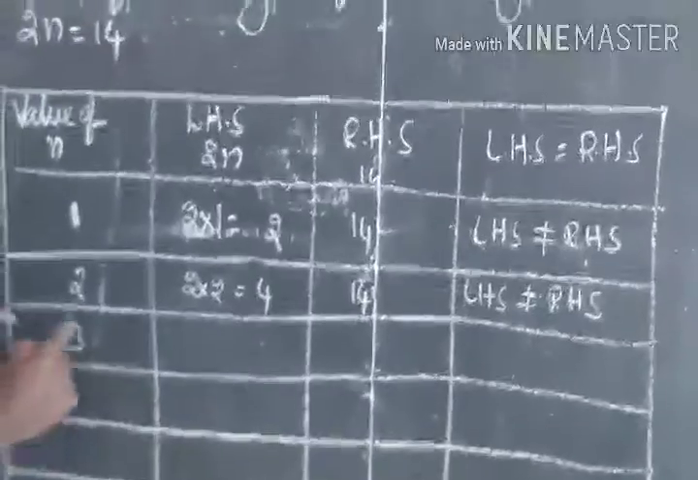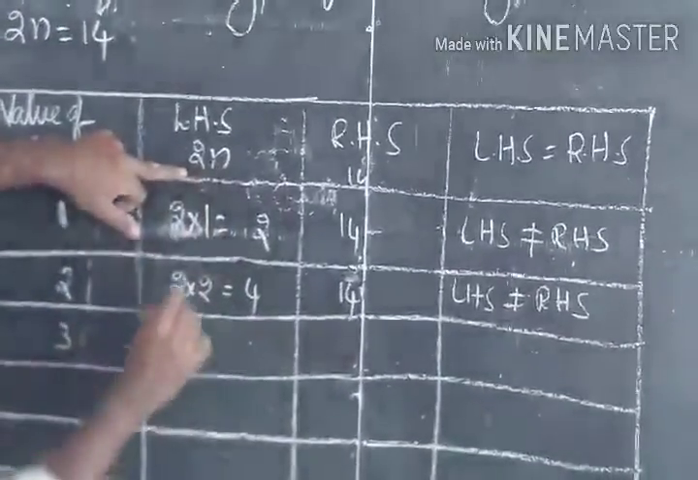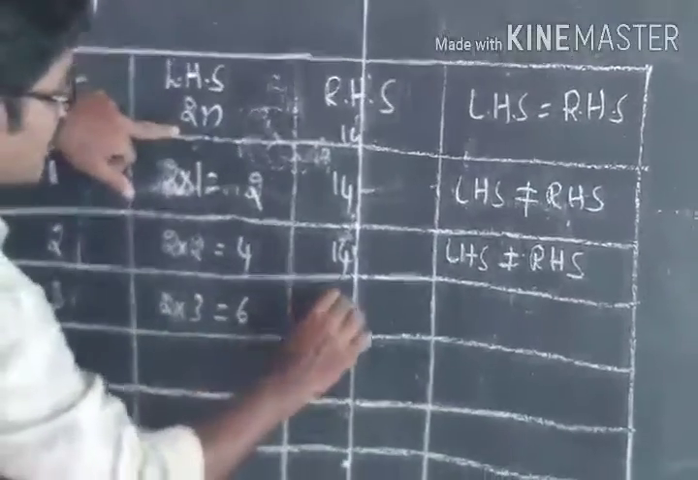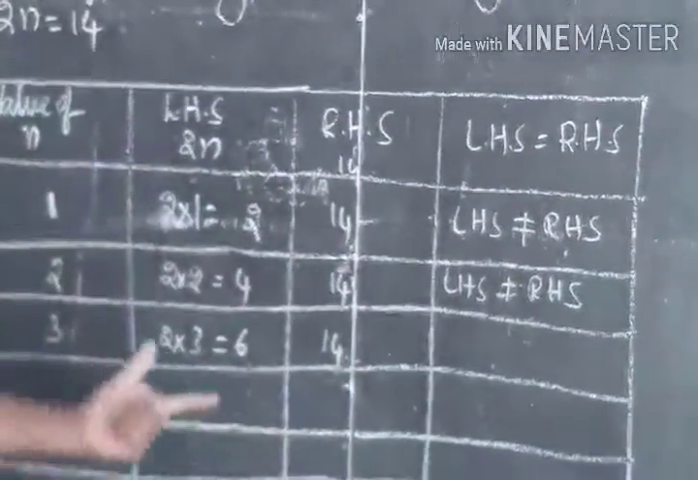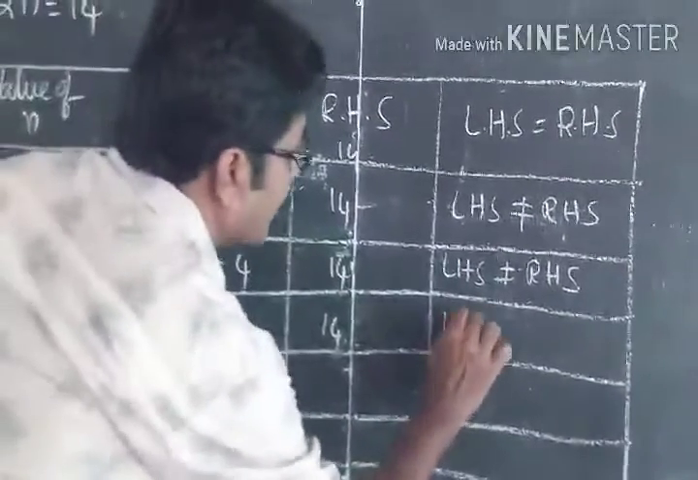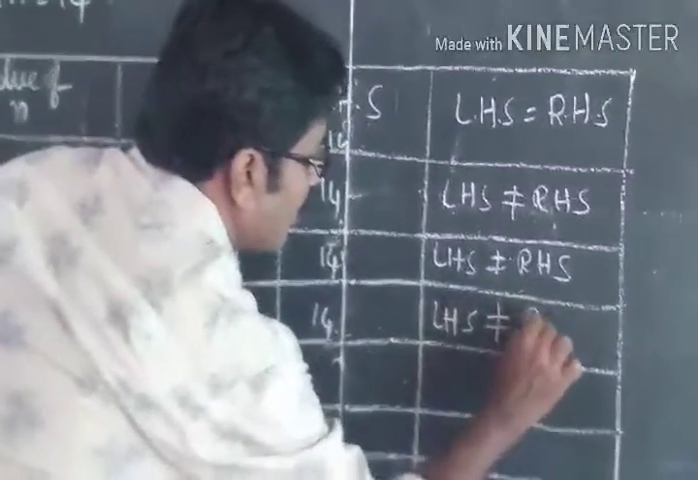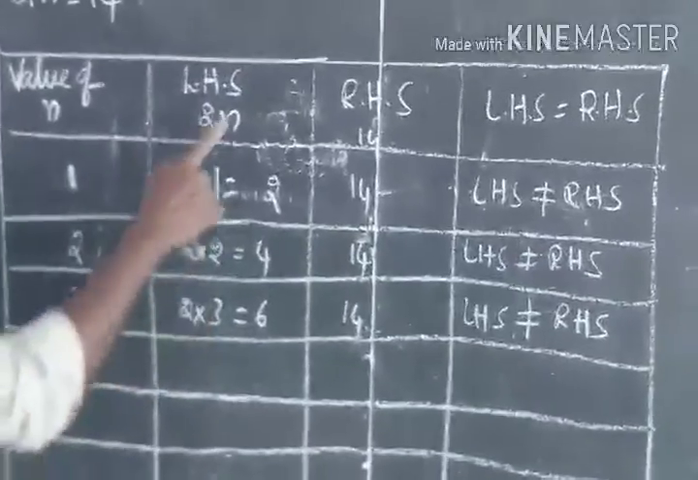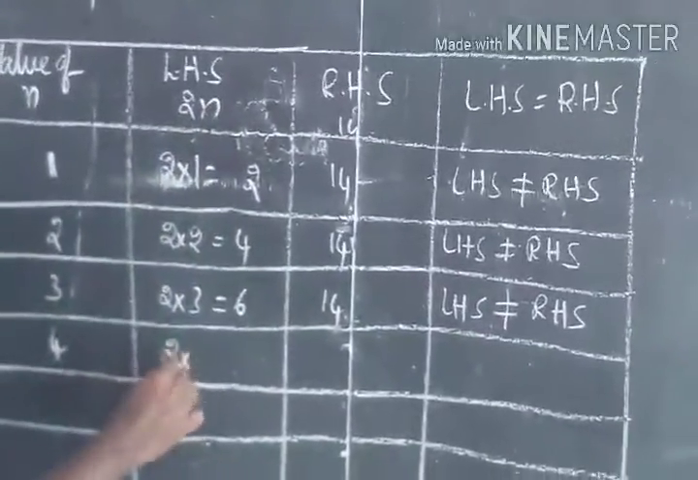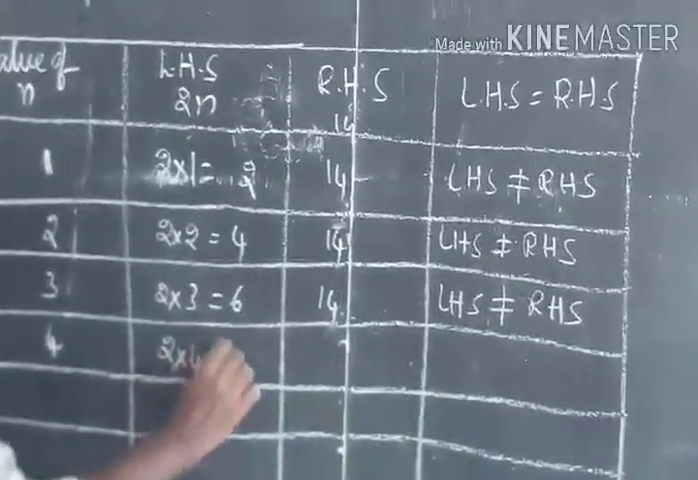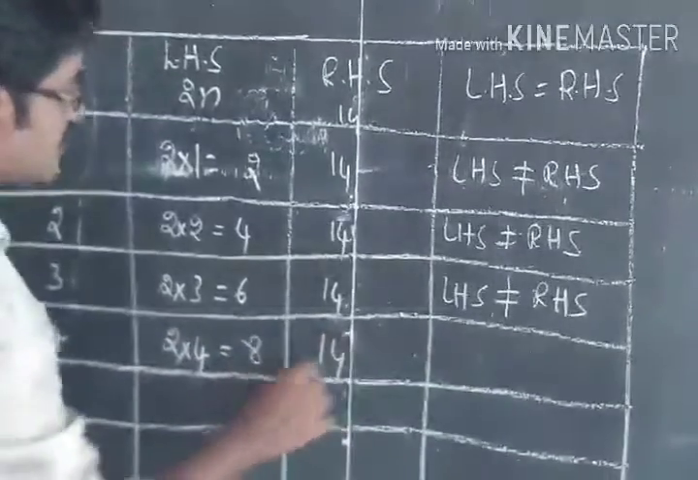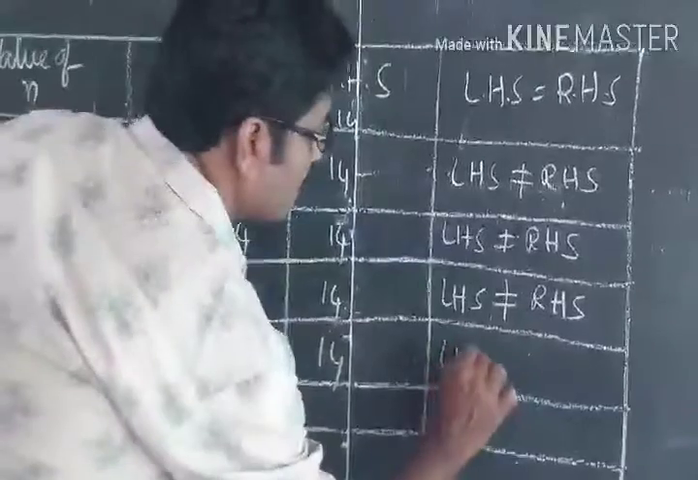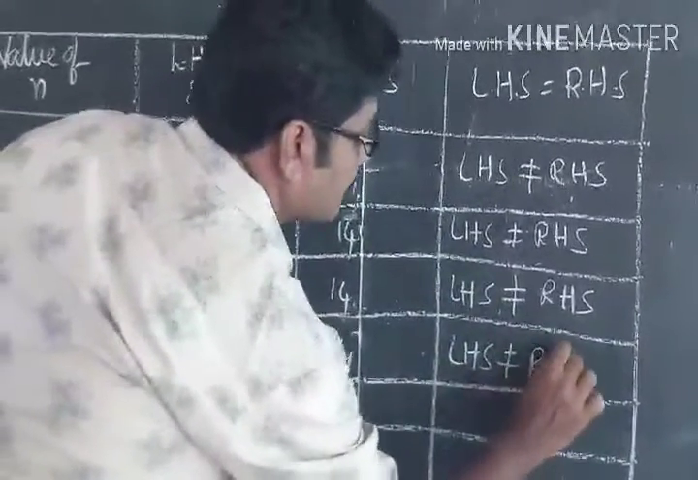N is equal to 3 you want to take. In place of n, 3. 2 into 3 is equal to 6. RHS how much is there? 14. Both sides are equal? Not equal. LHS is not equal to RHS. Next, n is equal to 4 you want to take. In place of n, 4. 2n means 2 into n. 2 into 4 is equal to 8. Here 14 is there. Both sides are equal? Not equal. LHS is not equal to RHS.